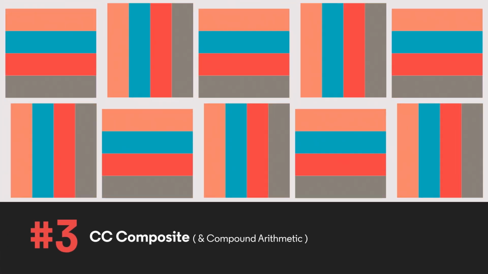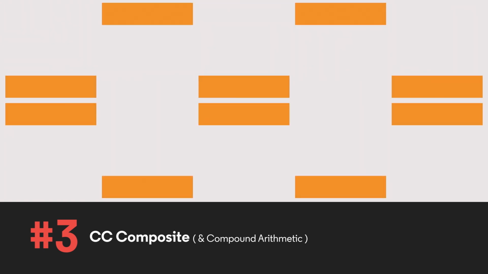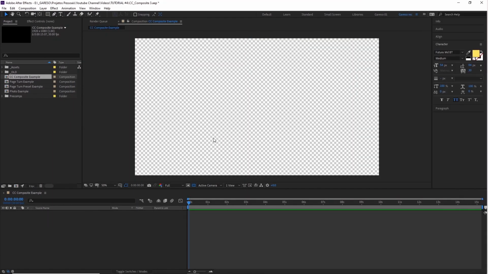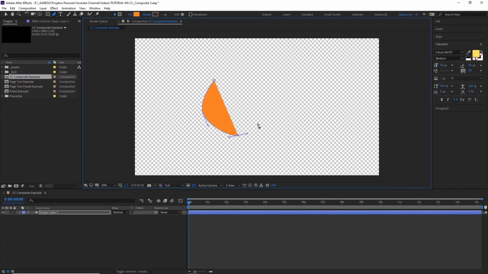Alright, number 3 on the list is CC Composite. If you follow my tutorials and have downloaded some of my project files, you have probably seen me using this effect. CC Composite is the key that allows you to create complex effects using only one layer. So on top of reducing the amount of layers in your timeline, you can create presets to optimize your workflow. So let's create a random shape here just so I can illustrate what I'm talking about.